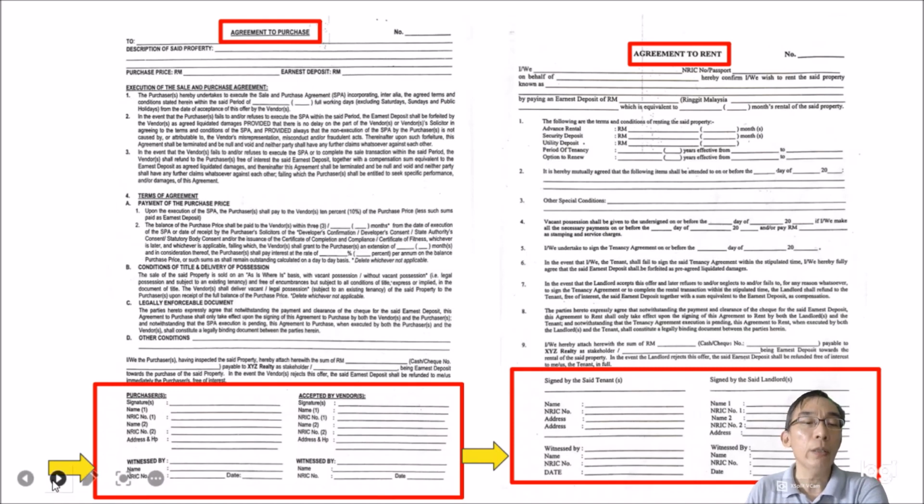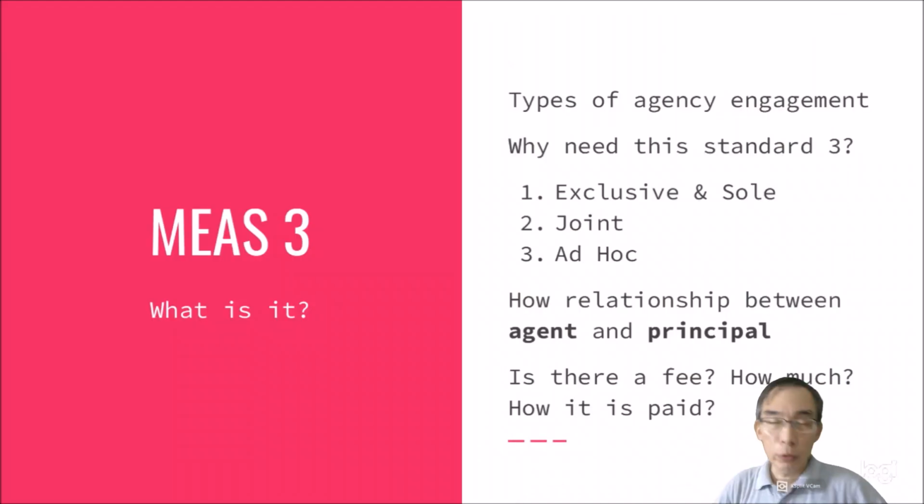So here you can see it is signed by the purchaser, because the purchaser proposed to the owner, and then accepted by the owner. Both got witness. So usually this witness is the agent. Similarly, for the tenant to propose, to offer to rent, and then accepted by the landlord, signed by the agent as a witness. This part, the agreement to rent, is usually bypassed in the usual on the ground scenario, verbally agreed. And a verbal agreement is actually a binding contract, as long as there are all the elements of contract, including consideration paid. So let us continue.